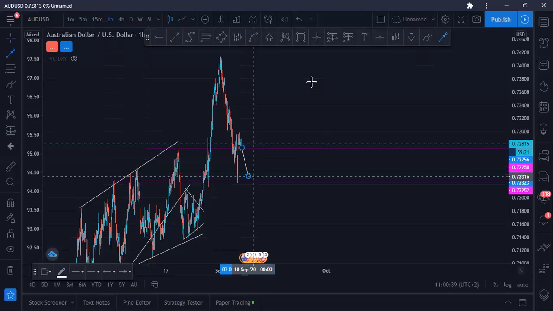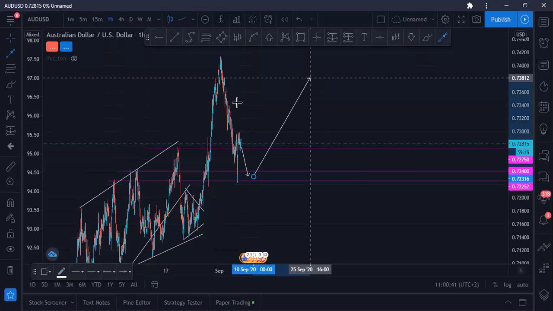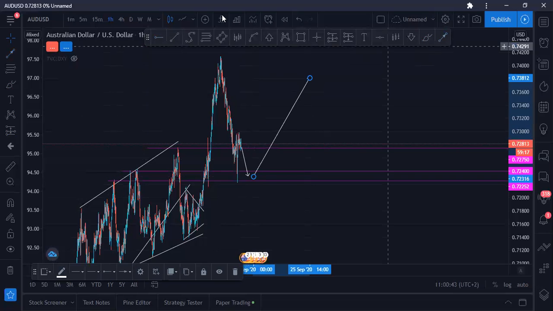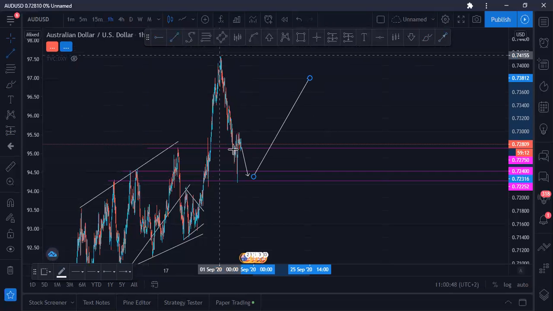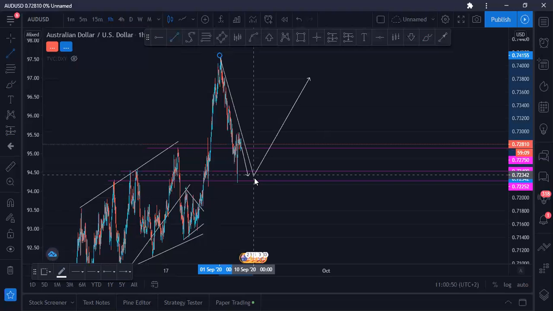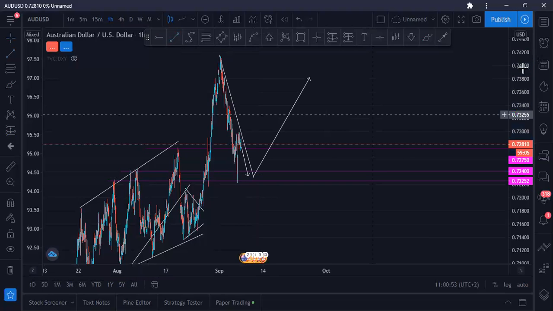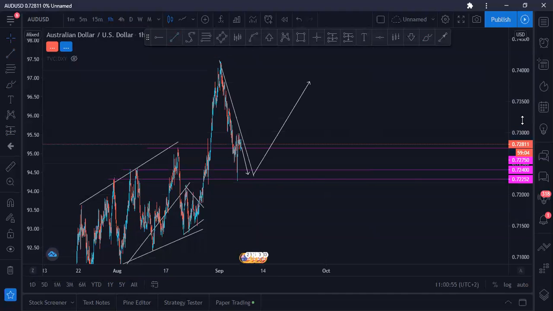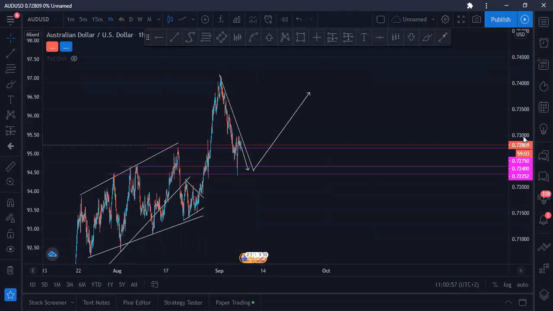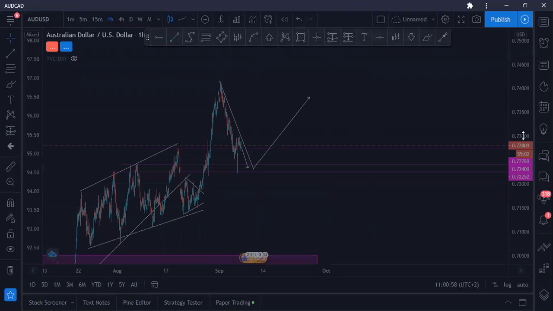You can see some sort of pattern form there. That would be really amazing. Some sort of bullish pattern. So let's see what plays out this week. But that would be a really nice trend to get into. Okay, let's go AUD CAD.